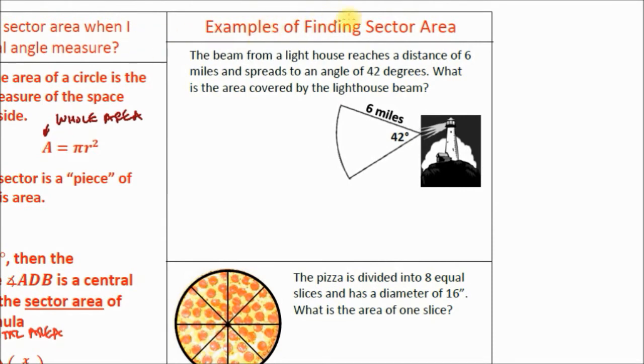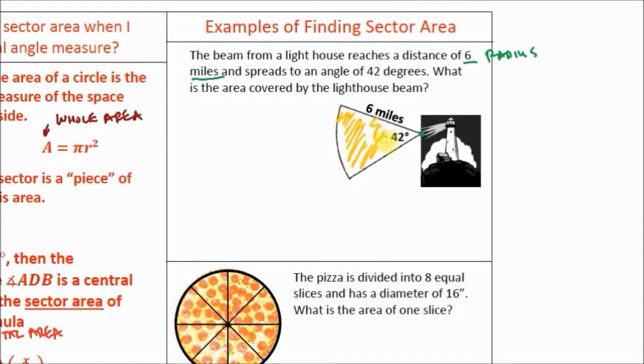So, examples of finding sector area. The beam from a lighthouse reaches a distance of 6 miles, so that's our radius. Okay, 6 miles is the distance from the center of our circle, or from our lighthouse. That's going to be the radius. And spreads to an angle of 42 degrees. That is our central angle. What is the area covered by the lighthouse beam? How much area is inside of this space right here?